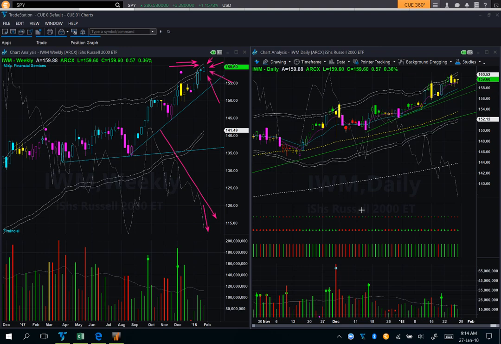As this is the weakest of the four broad market ETFs, if the market were to reverse, most probably IWM will be the first one to reverse. You may keep an eye on that.